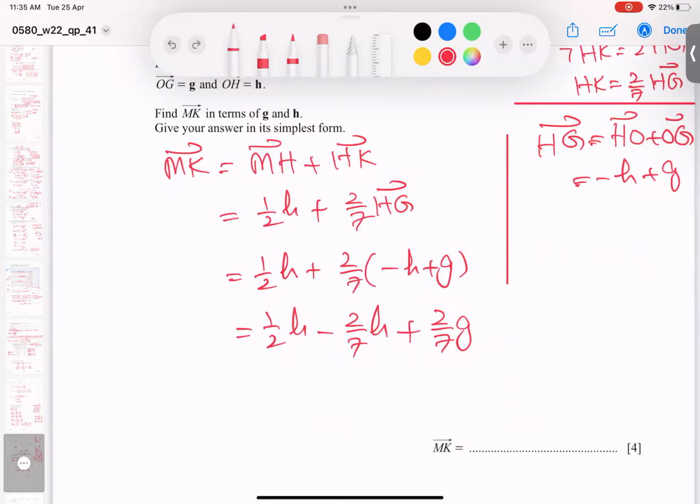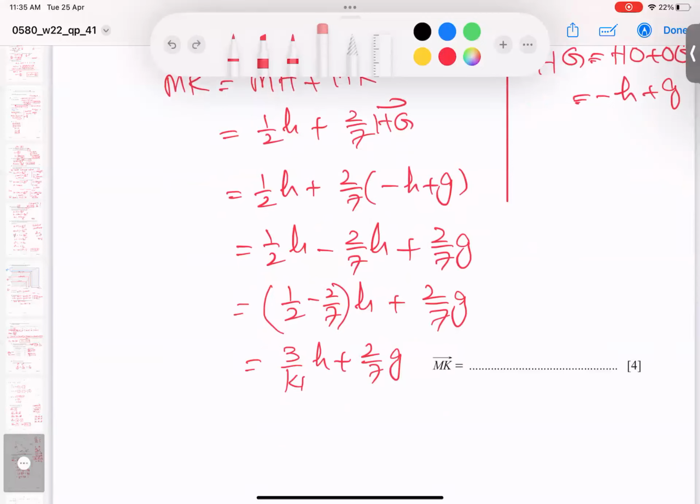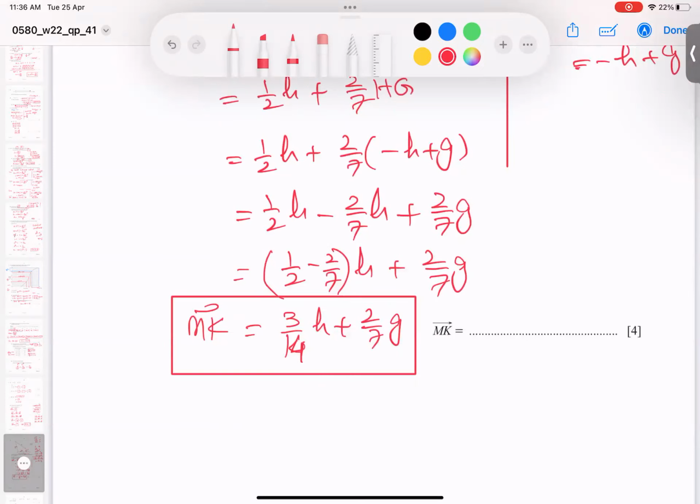From here, H common out. You can take LCM or type directly in the calculator. When you type directly in the calculator, it's becoming 2 by 7. So, no, sorry, 3 is coming, 3 by 14. So this is our answer. So 3 over 14, this is our MK answer. I hope so clear idea.